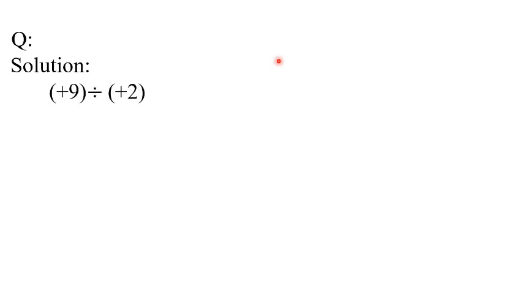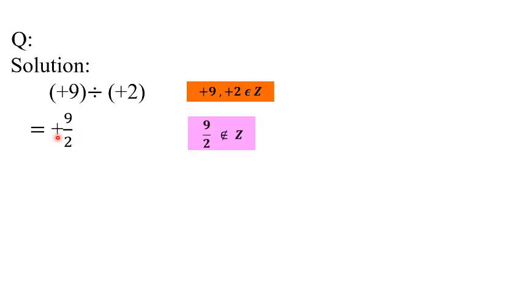Next, we are going to check the two integers with division sign in between. Now we are going to divide the two integers. Here you may see that 9 and 2 are integers. Now when we divide both of these two, the answer is 9 by 2. Does 9 by 2 belong to Z? No, 9 by 2 doesn't belong to Z, because in the integers there are 0 and plus minus 1, plus minus 2, plus minus 3 and so on, but not numbers in the form of a fraction.